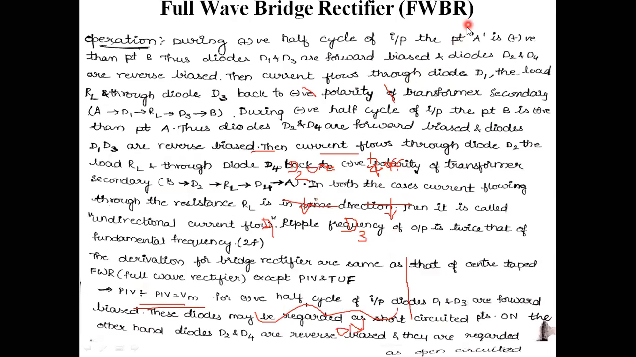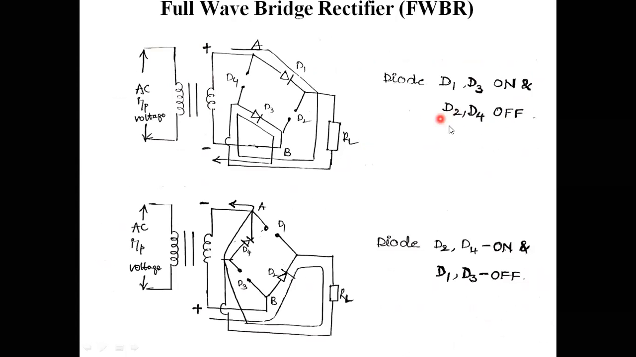Next we will see the theoretical part, that is during positive half cycle, input point A is positive than point B. Thus diode D1 and D3 is forward biased and diode D2 and D4 are in reverse biased. Whatever the notation is given here, that is explained in the theoretical part. Diode D1 and D3 is in on position and D2 and D4 is in off position.